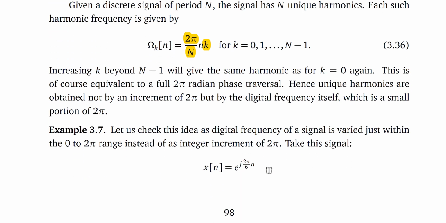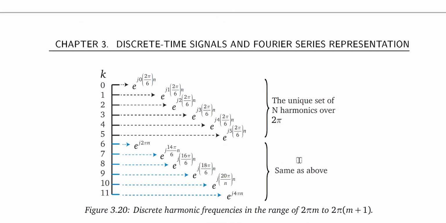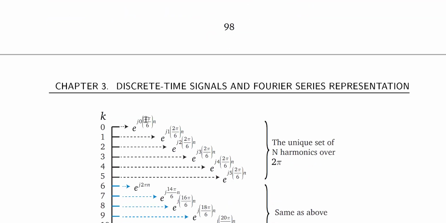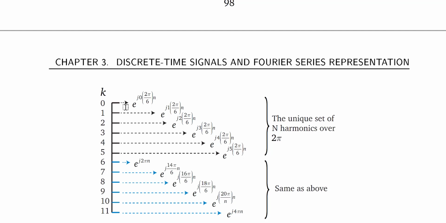Okay, so here's a signal that has a discrete harmonic frequency of 2 pi over 6. The period is 6, so we would be incrementing. The first one is 2 pi over 6. The second one is 1 times that, 2 is 2 times that, 3 times that, 4 times that, 5 times that. This one is 0, so this is 0. And after that, we go right back. The next harmonic becomes identical to the 0th harmonic, and the 7th one is the same as 1. So we only need N harmonics.